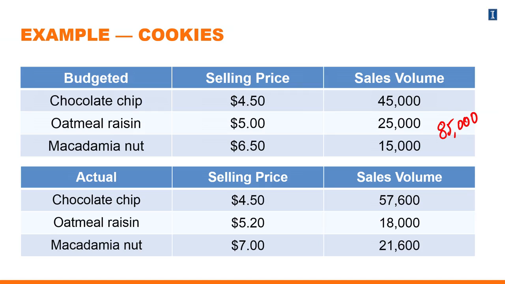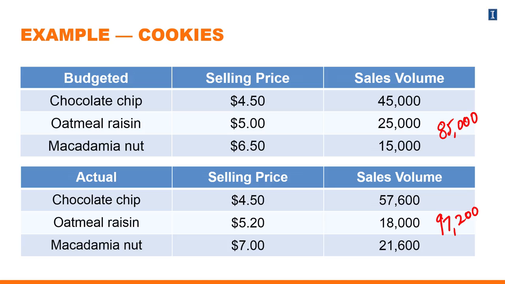Our sales volumes were different than what we had expected. We sold 57,600 units of chocolate chip cookies, 18,000 of oatmeal raisin, and 21,600 of macadamia nut. You can see for the different cookies that we sold maybe more or less than what we had planned. But the total that we ended up actually selling comes out to be 97,200. That's 57,600 plus the 18,000 plus the 21,600.